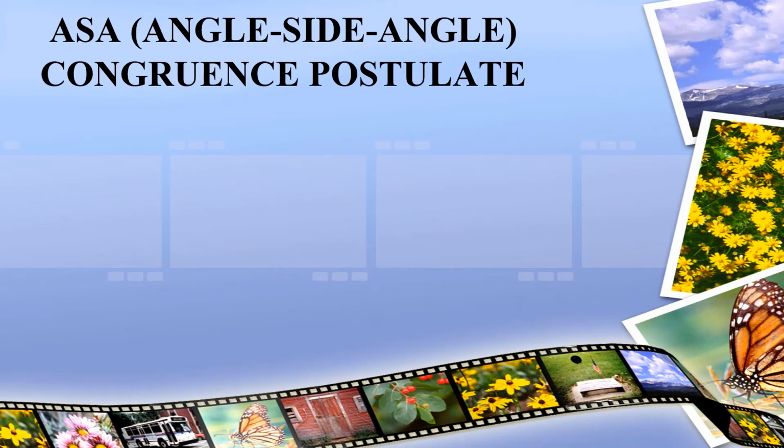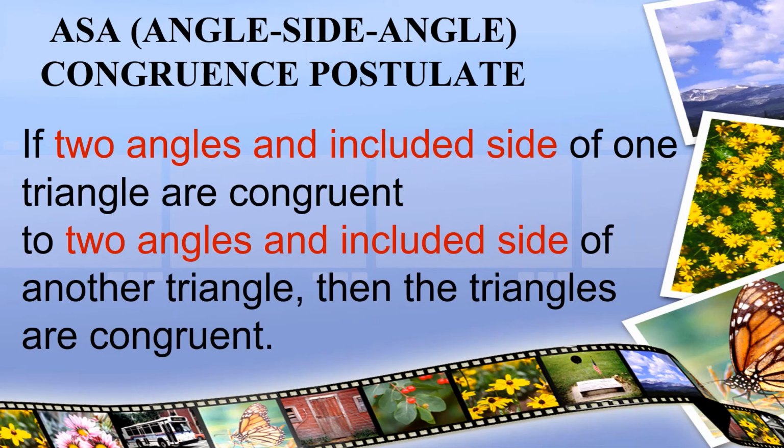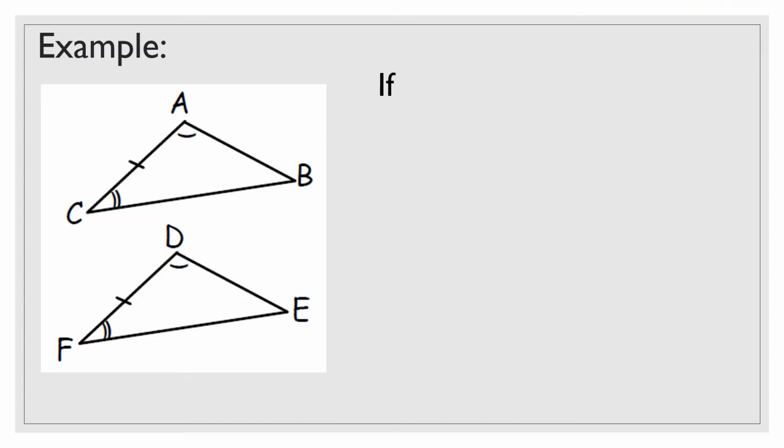Another postulate, we have the ASA postulate. This means angle, side, angle. It states that if two angles and the included side of one triangle are congruent to two angles and included side of another triangle, then the two triangles are congruent. So let us now show that triangle ABC is congruent to triangle DEF.